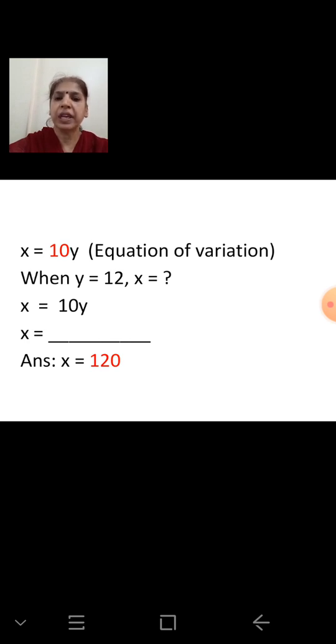Now for the next pair of values, when y is equal to 12, x is equal to what we have to find. So we put a question mark. Now substitute the values. First write the equation of variation, which is x is equal to 10y. Substitute the values. x is equal to 10 multiplied by the value of y, which is 12. So x is equal to 120. Answer. This we have studied in the previous session about direct variation, keeping in mind the constant of variation k, where the ratio is constant.